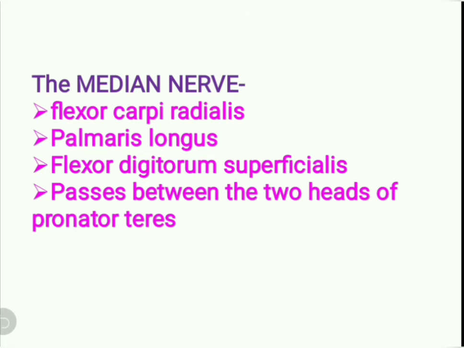Now the median nerve in the cubital fossa will descend down and it will supply the flexor carpi radialis muscle, palmaris longus muscle, and flexor digitorum superficialis muscle. Then the median nerve will pass between the two heads of the pronator teres muscle.